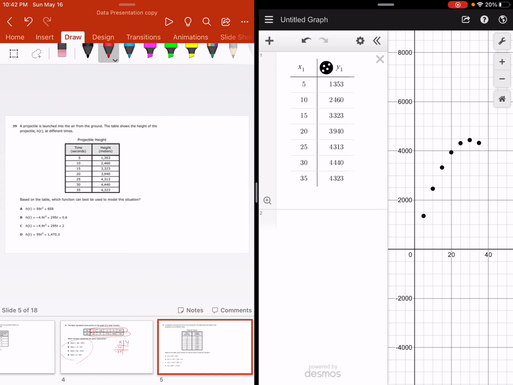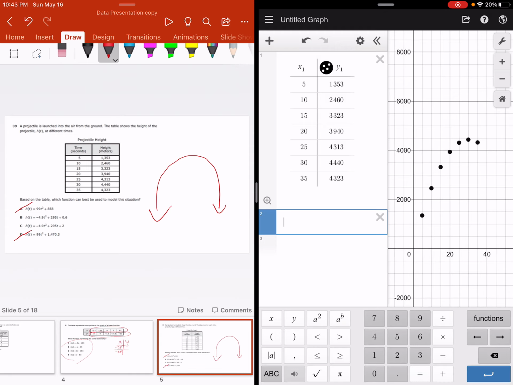So it looks like this. And here, do the same thing. Now, it's a negative graph, right? Because if you look at the PowerPoint, the graph is going to look down like that, which means it's going to be negative. So it's not going to be A, it's not going to be D. The answer is going to be B or C. So let's try B first. Negative 4.9x squared plus 295x plus 0.6. That exactly matches, so I think it's going to be B.